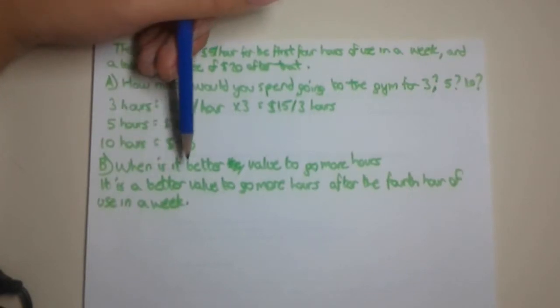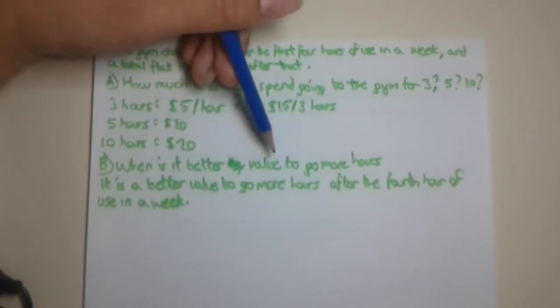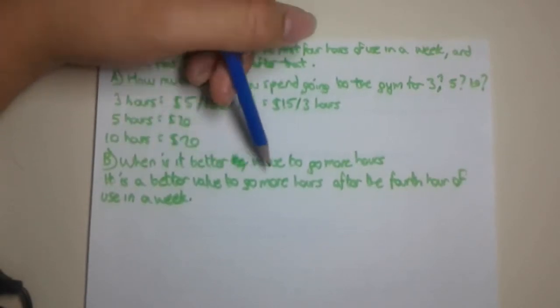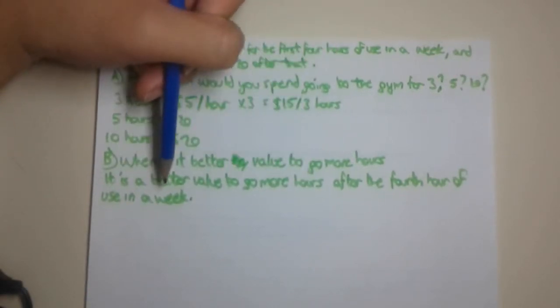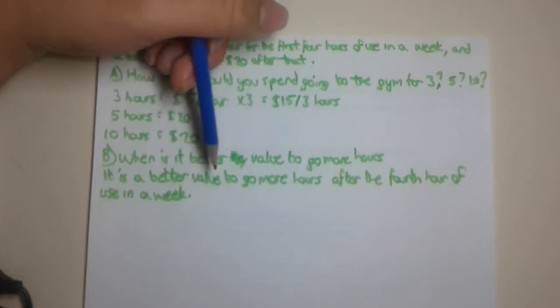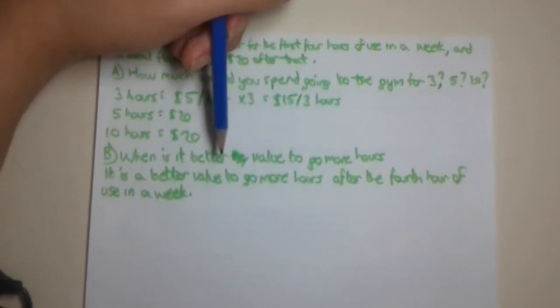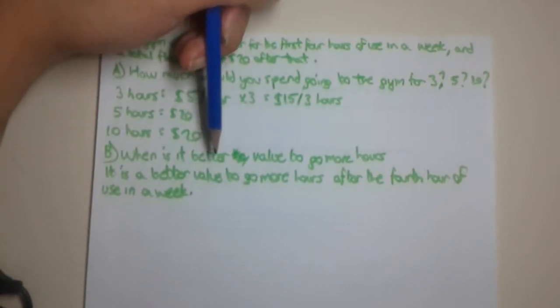B. When is it better value to go more hours? It is a better value to go more hours after the 4th hour of use in a week. After the 4th hour, you can go as many times as you want because the maximum they can charge you is $20.